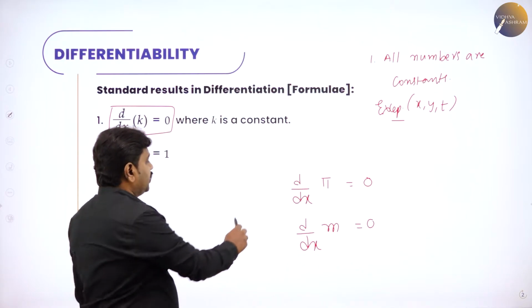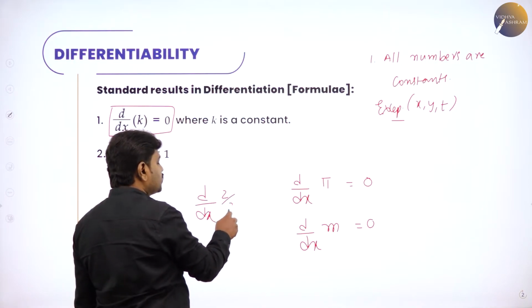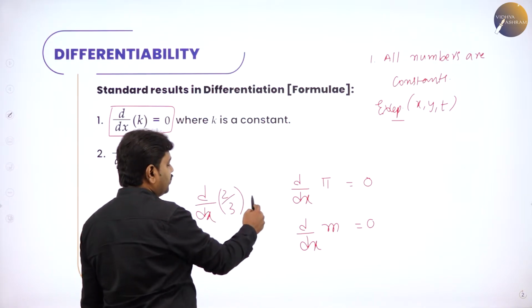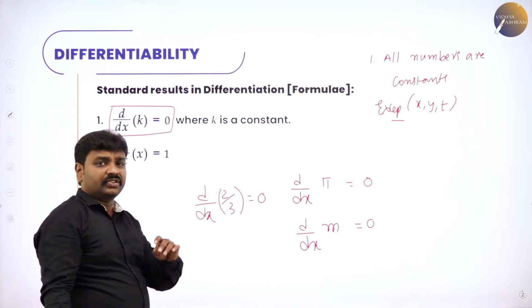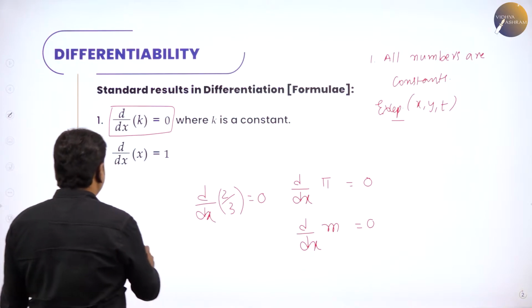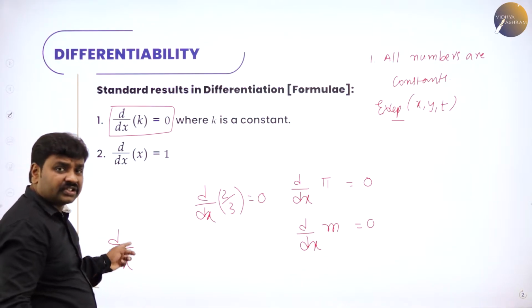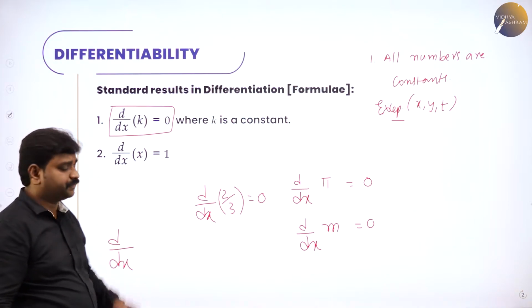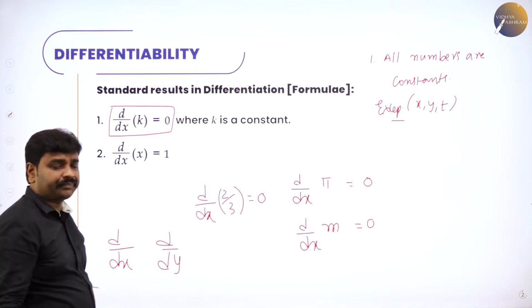And it gave two examples. What is derivative of 2 by 3? 2 by 3 is also a number. Number means constant. So derivative of 2 by 3 is 0. So now I taught you two important things. How to read this d by dx. This is differentiation with respect to x. And this is differentiation with respect to y.